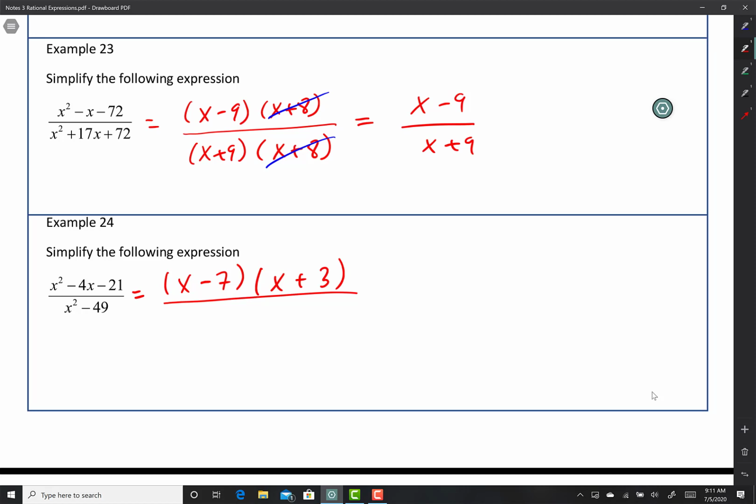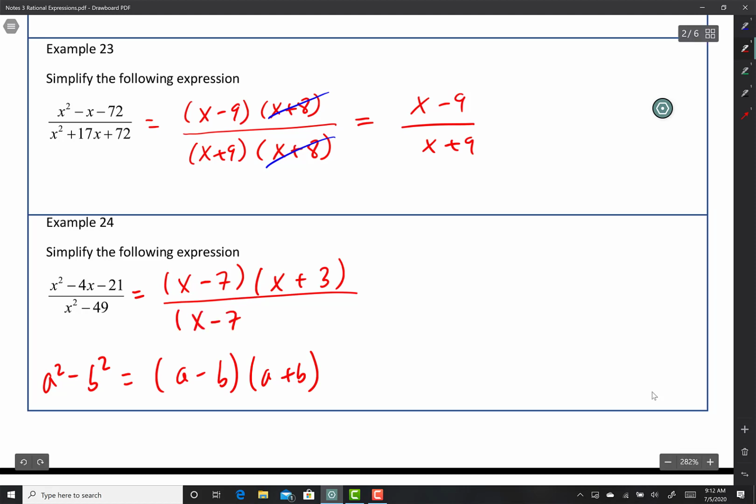And in the bottom, this is known as the difference of squares. So let me write the formula for difference of squares. So here it is. So there's my difference of squares. So I'm going to write x minus 7, x plus 7. X times x is x squared. 7 times 7 is 49.